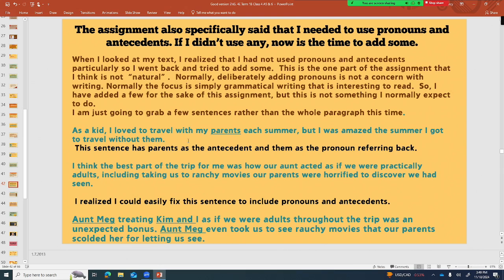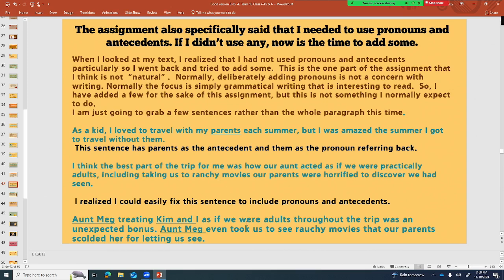So here I have, as a kid, I loved to travel with my parents each summer, but I was amazed the summer I got to travel without them. So them is referring back to parents. So that one works. I think the best part of the trip for me, so me refers back to I, was how our aunt acted as if we were practically adults, taking us to movies our parents were horrified to discover we had seen. So we, us, our, those are all talking about me and my cousin together. The problem is I don't have me and my cousin in this sentence, so that's a bit tricky there.